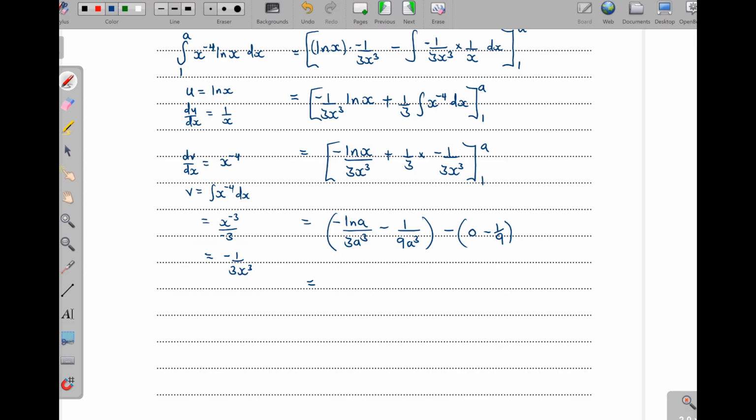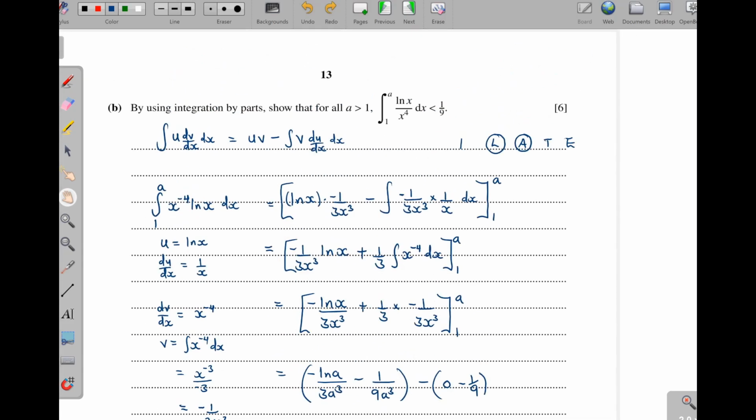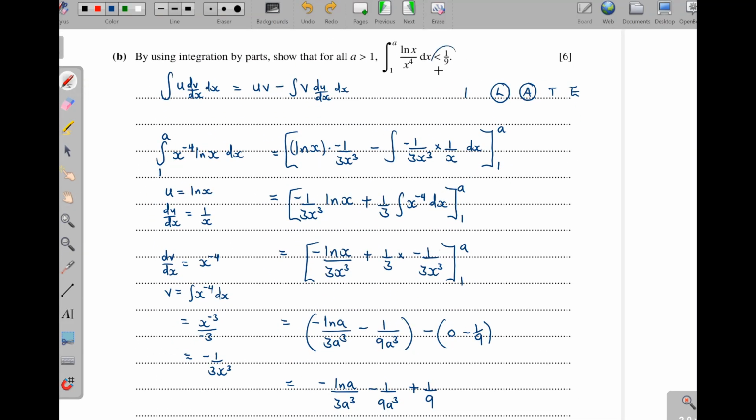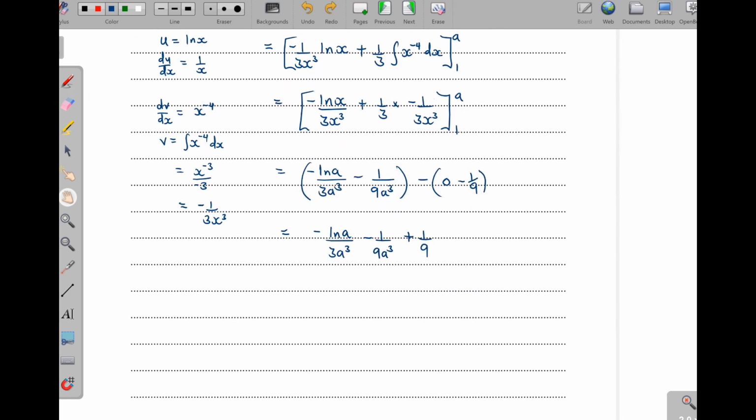We are going to have negative 1 over a out of 3a cubed, then minus 1 over 9a cubed, then plus 1 over 9, because this negative affects that negative. Okay? Now I simplify this. I get it as one fraction because right from here, okay, they say this one is less than. For all values of a that are greater than 1, then this one has to be less than 1 over 9. Okay. Now I think this one is already out.